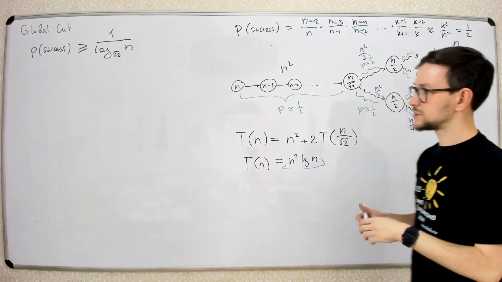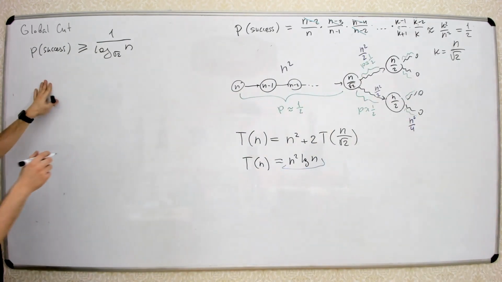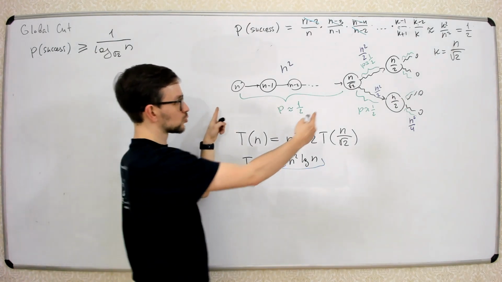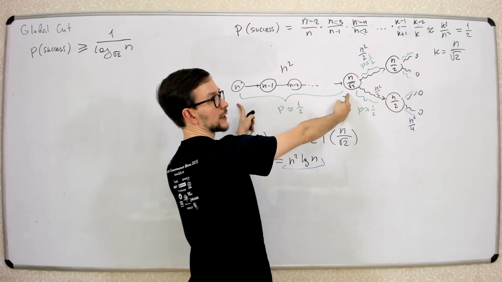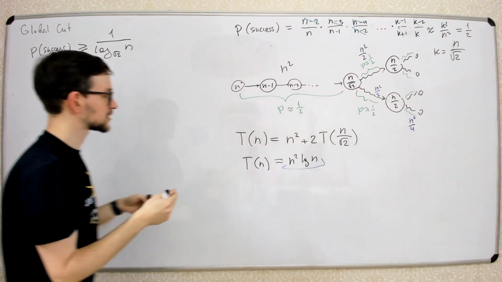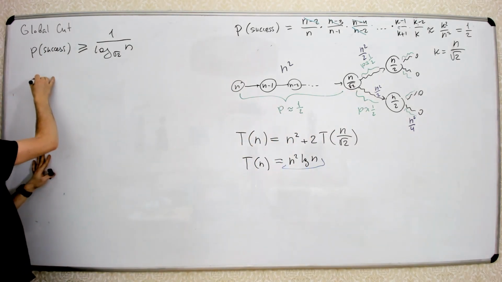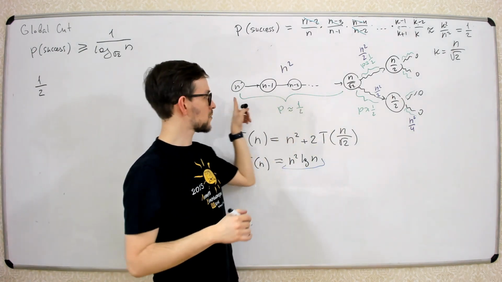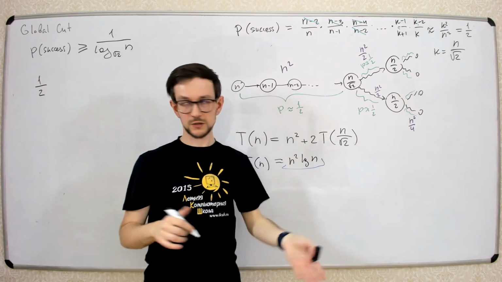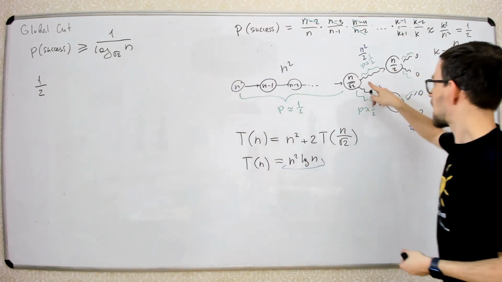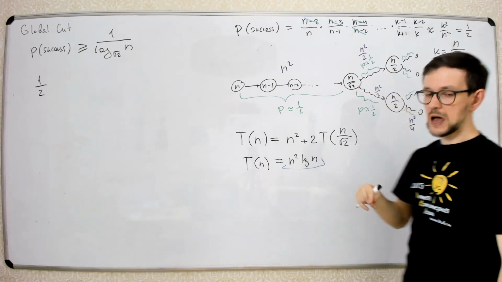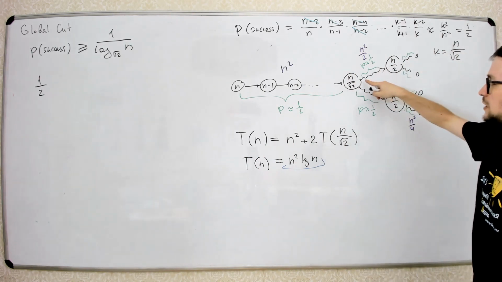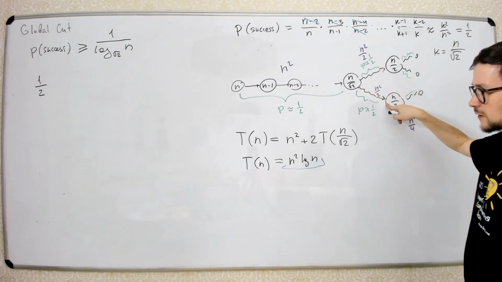So how is this probability calculated? What is the probability of success? First of all, I need to make all these steps correctly. The probability of making these steps correctly is 50%. Now, I have these two branches. I need to have success in at least one of these branches. So what is the probability of having at least one success here or here?